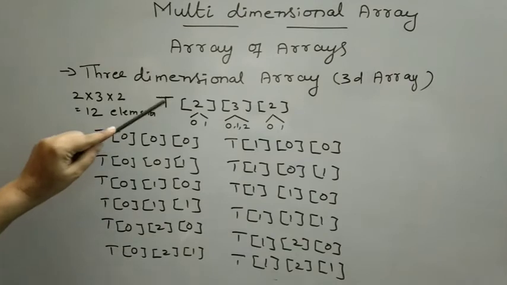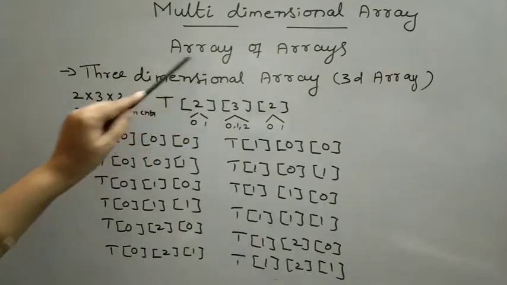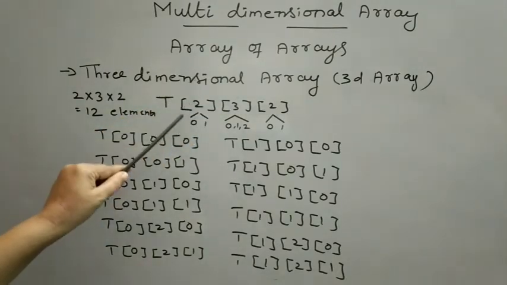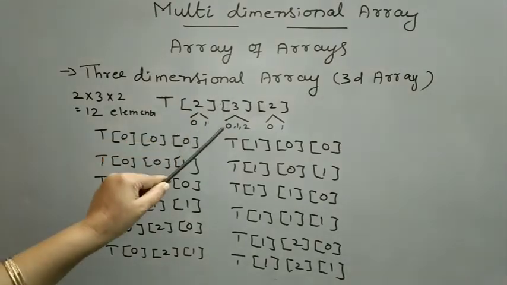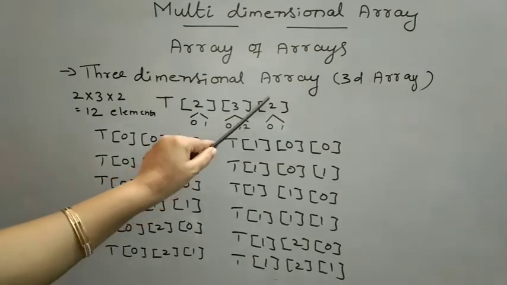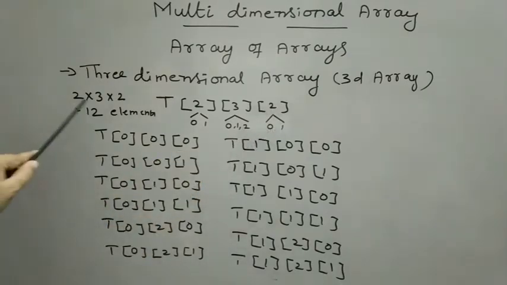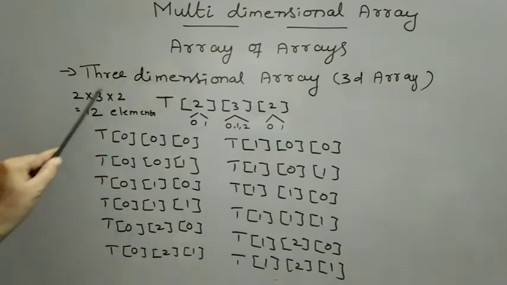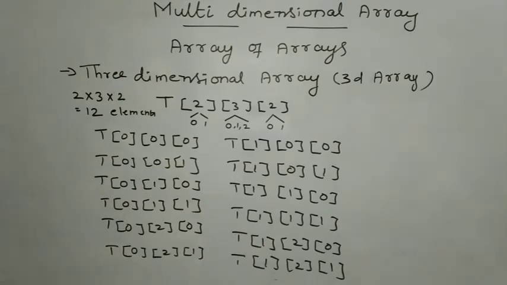So in this 3-dimensional array we have 3 dimensions. The first dimension is 2, so the index ranges from 0 and 1. The second dimension is 3, so the index value ranges from 0, 1 and 2. Then the third dimension is 2, and the index varies from 0 and 1. The total number of elements in this 3-dimensional array is the first dimension into the second dimension into the third dimension. Totally we have 12 different elements.